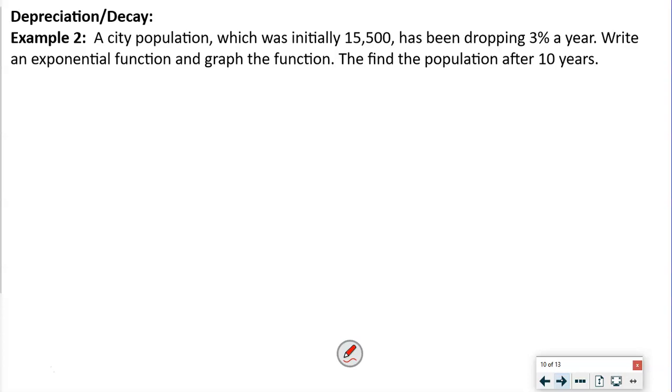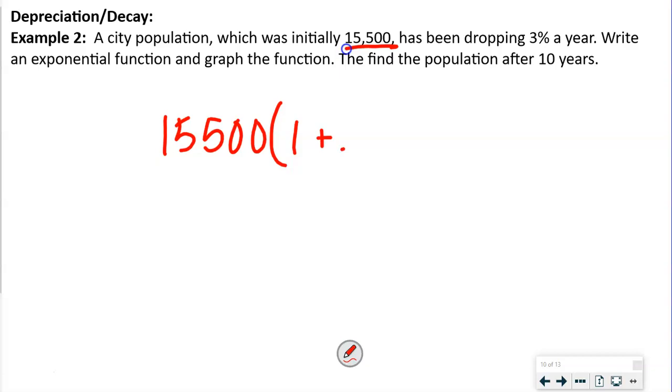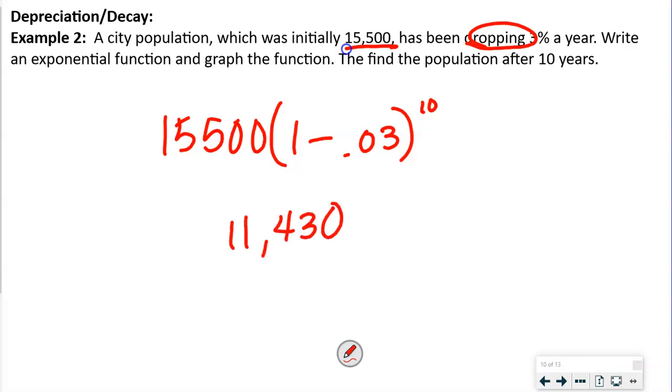All right, so this one says the city population, which was initially, so here we go, our initial amount's right there. And we're going to go 1 plus, dropping. Y'all notice that dropping right there? So this should be minus, okay? So we're going to do 0.03, and again, we're going to put our 10 years up here. So when we put this in the calculator, we get 11,430.